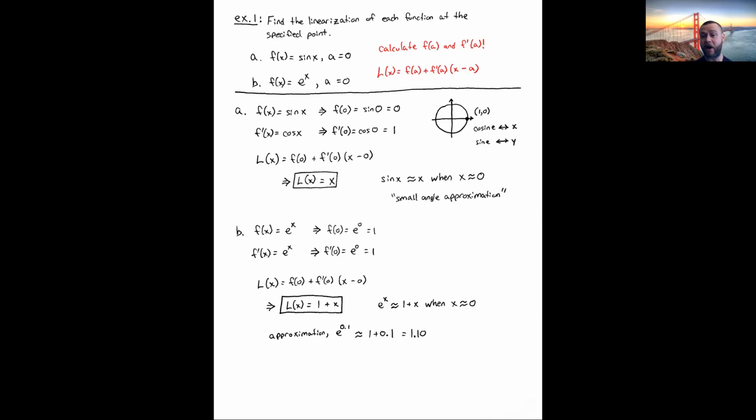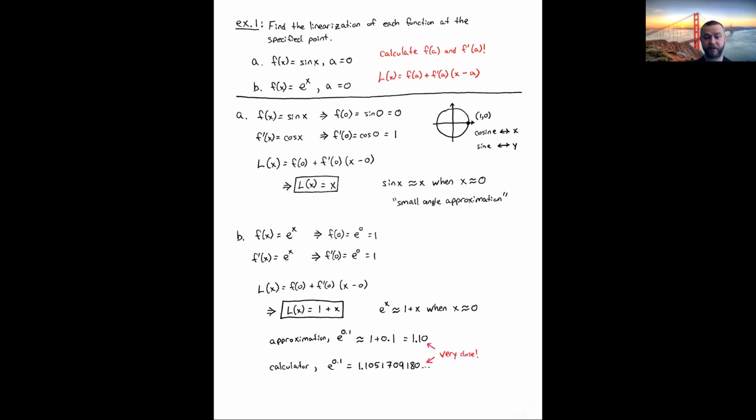Now let's plug it into a calculator because apparently calculators are the be-all, end-all of answers in a math course. So if we plug 0.1 into our calculator, what you'll find is e to the 0.1 has this value, 1.105, and then a bunch of decimals. And if you take a look at the two answers, the approximation we got with a linearization and the value from the calculator, they're very close.